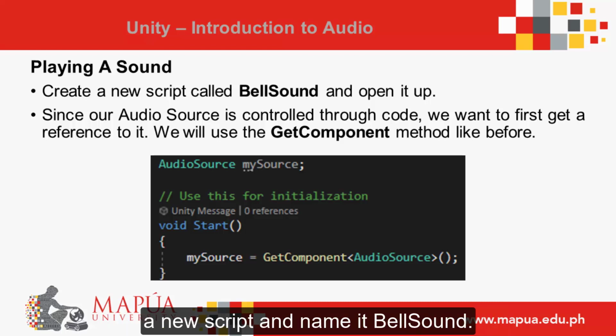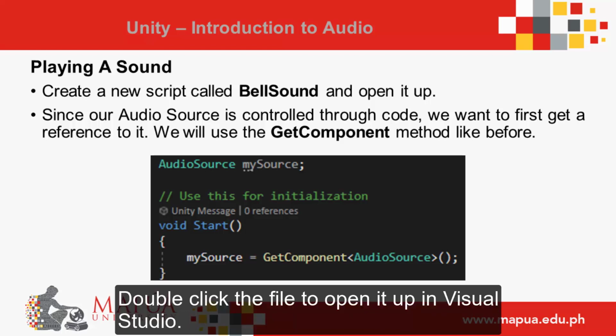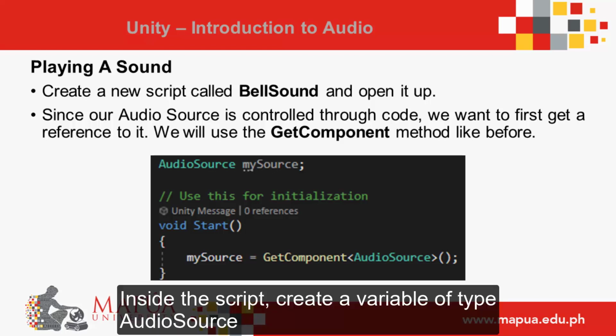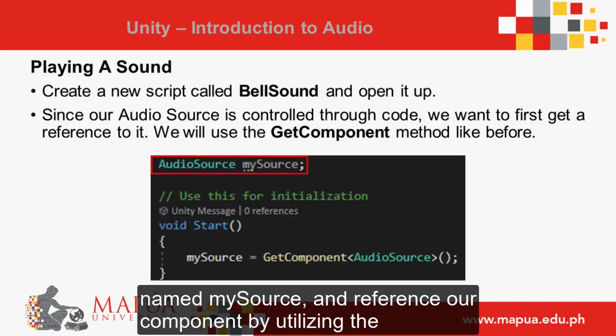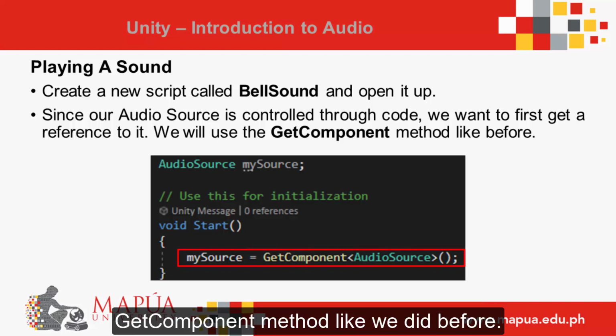Create a new script and name it BellSound. Double-click the file to open it up in Visual Studio. Inside the script, create a variable of type AudioSource named mySource, and reference our component by utilizing the GetComponent method like what we did before.